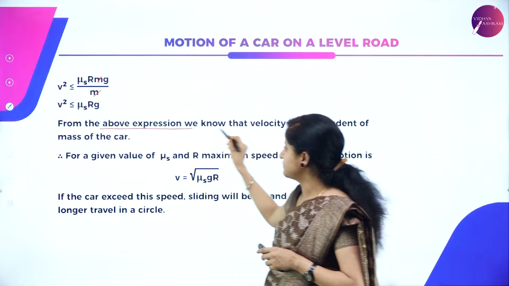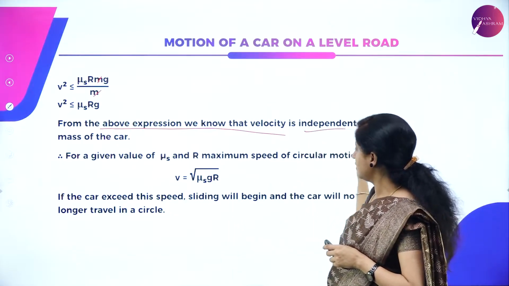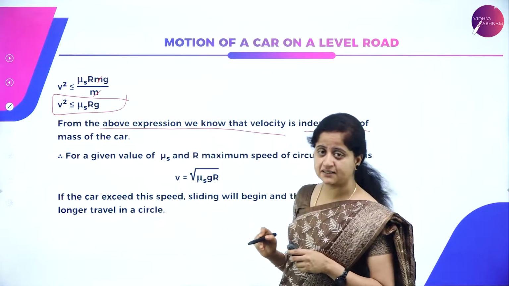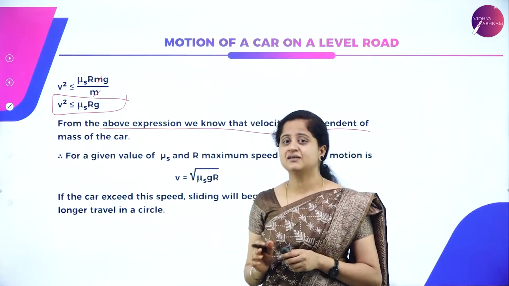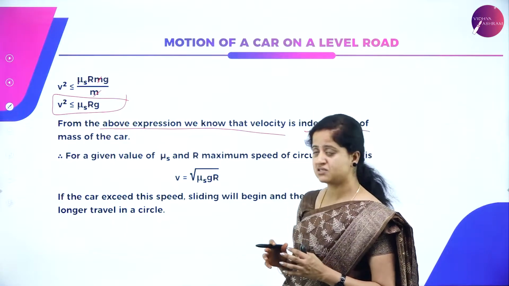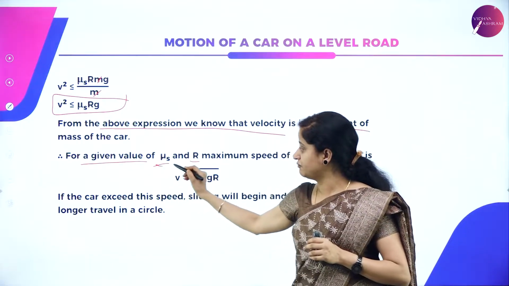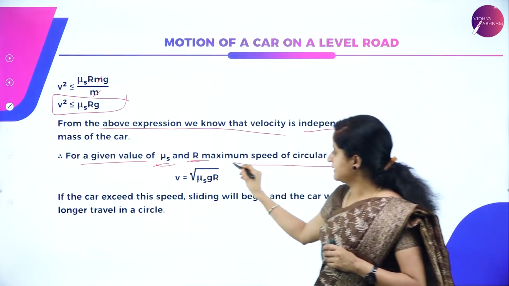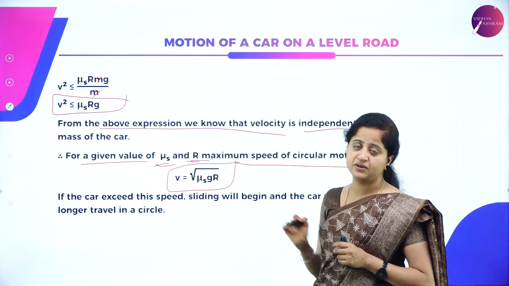So from the above expression, we can know that the velocity is independent of mass. We do not have any term of mass in the above expression. So we can conclude that the velocity of the vehicle does not depend on the mass of the car. So for a given value of mu s and r, the maximum speed of circular motion is v equal to root of mu s into r g.